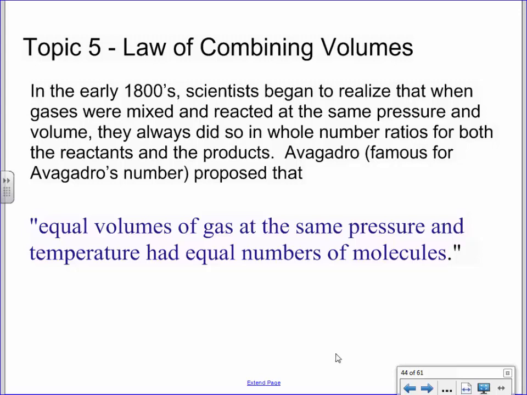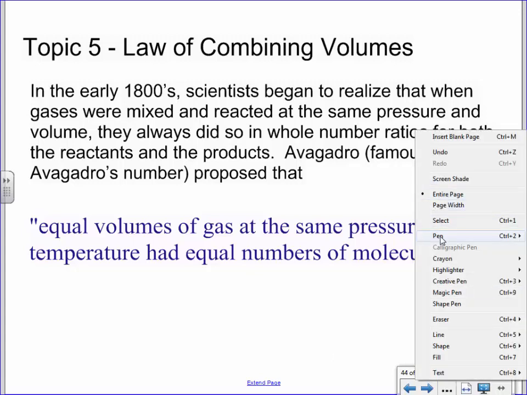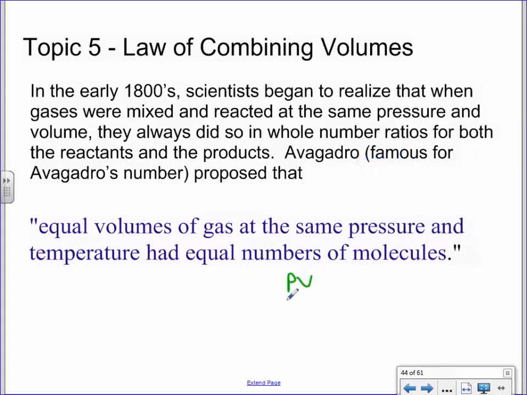It's where you put all of that together into the big formula, which is pressure times volume over temperature equals pressure times volume over temperature.